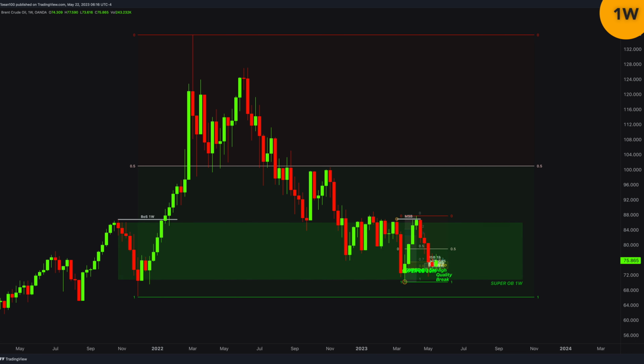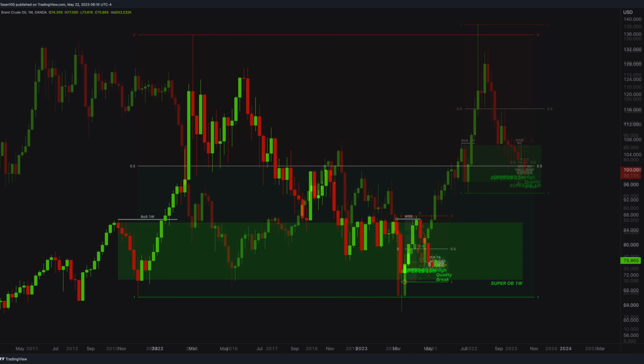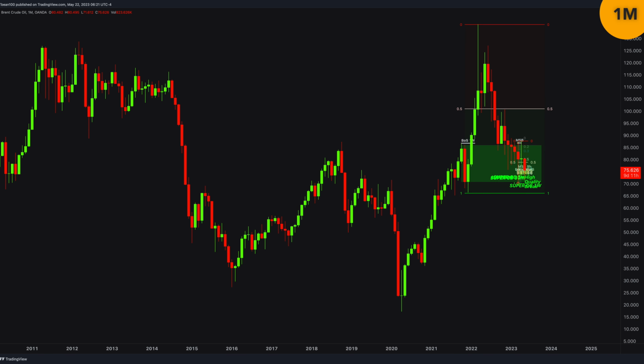Notice this massive weekly order block zone. This is the full order block. Notice how the price keeps reacting inside this zone. Okay, let's do more crazy stuff. Opening a monthly chart. 5 minutes to 1 month. We did 3 stuff here.